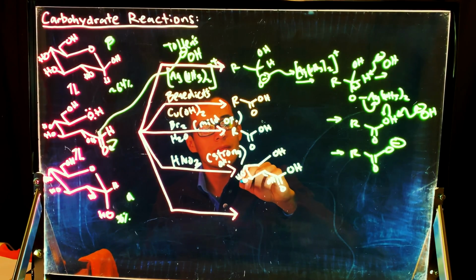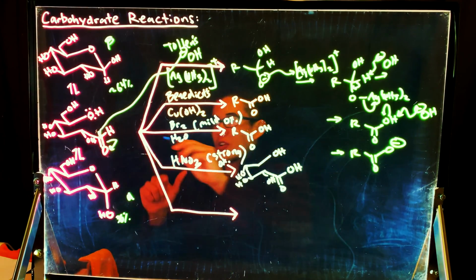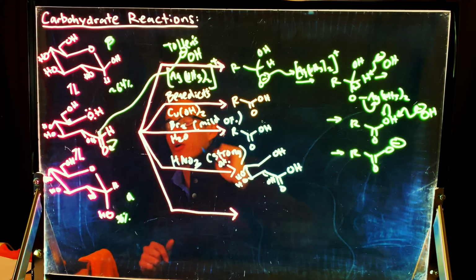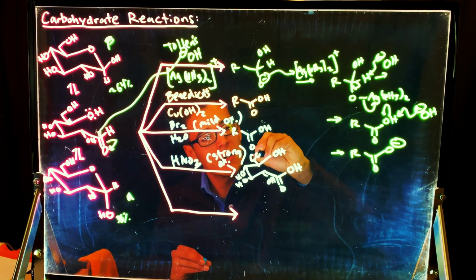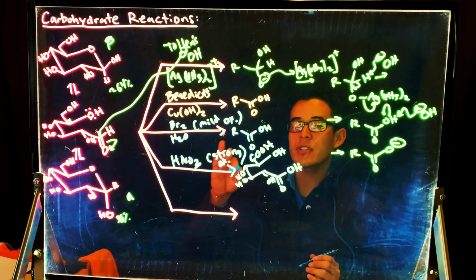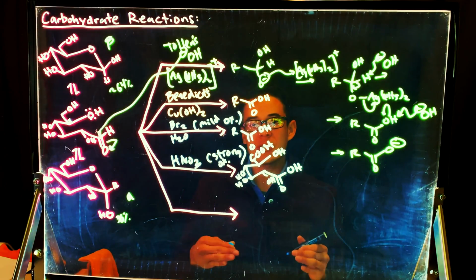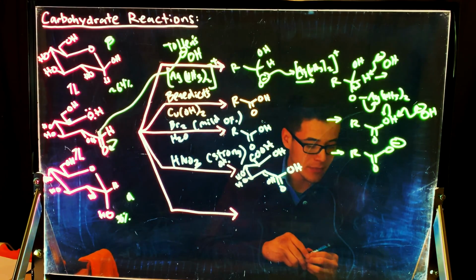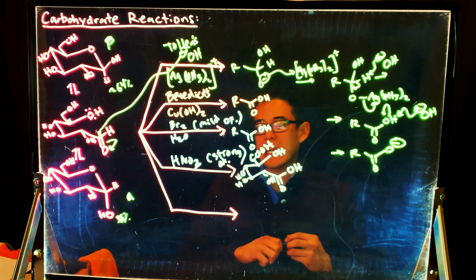However, our CH2OH that was right here, that's going to be affected, and we're going to end up having a carboxylic acid coming off of there. So we can see that HNO3 was much stronger, and it was able to oxidize 2 different locations to give us carboxylic acid. Great. Let's go ahead and now transition over to reducing agents.